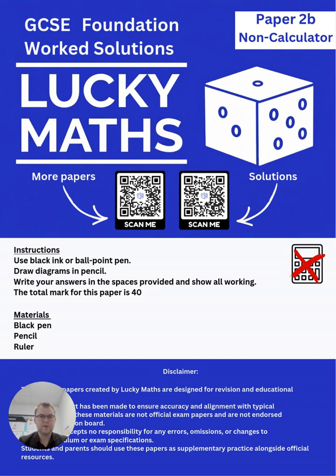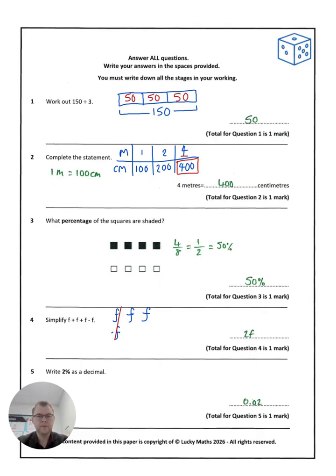This is the worked solutions to the half paper 2B non-calculator version. So I've got a bar model to start with, 150 divided by 3, showing basically 150 splits into 3 boxes, 50 per box. Metric conversion, question 2: 1 meter is 100 centimeters, then we can use doubling to get 2 meters, and then 4 meters will be 400 centimeters.